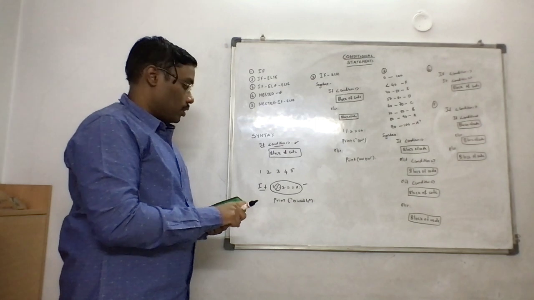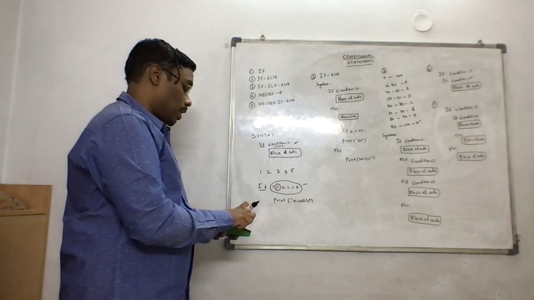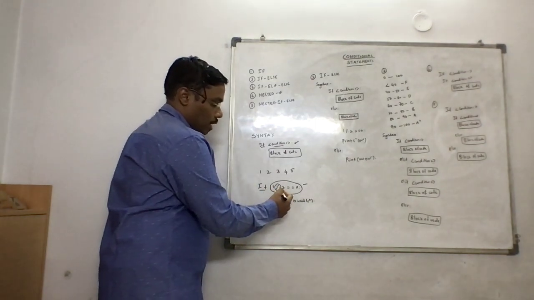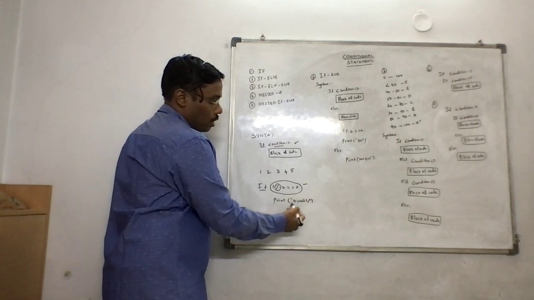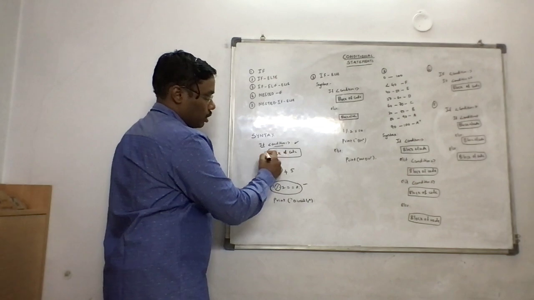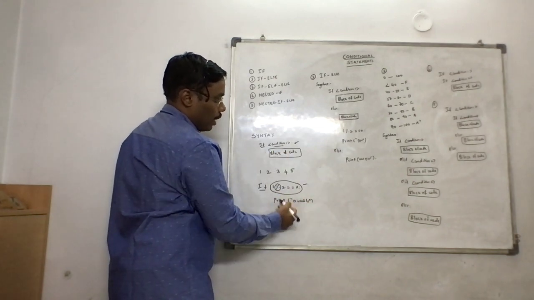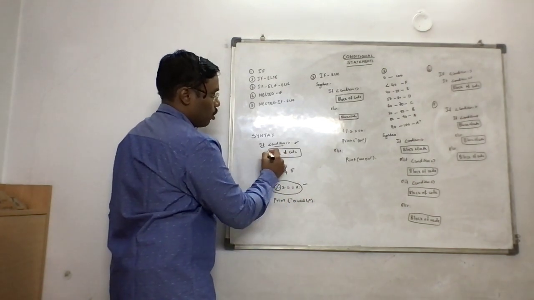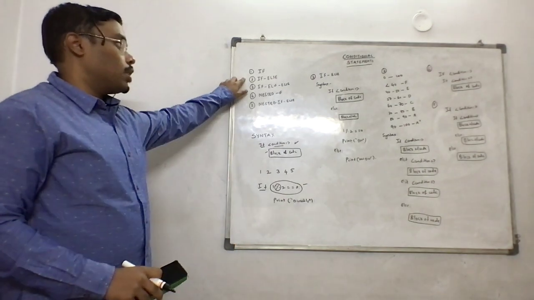But here in this if statement, if this condition gets satisfied, then it is going to print divisible. You can relate this particular print statement with this block of code. This is how the if statement works.